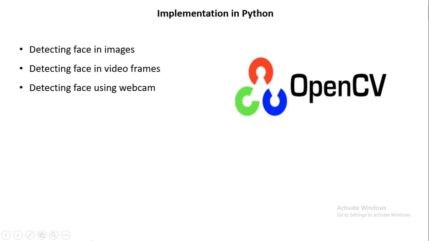So the implementation is, we're going to use a library called OpenCV, which lets us implement this problem in a simple way. OpenCV stands for Open Source Computer Vision. So we use OpenCV to develop computer vision applications such as object detection, or elephant detection, or human detection, or face detection, and so on and so forth.